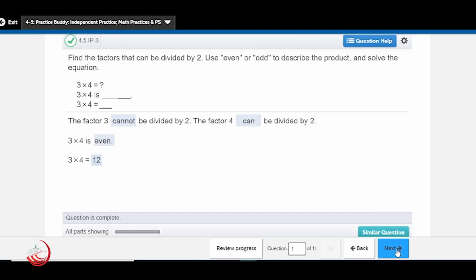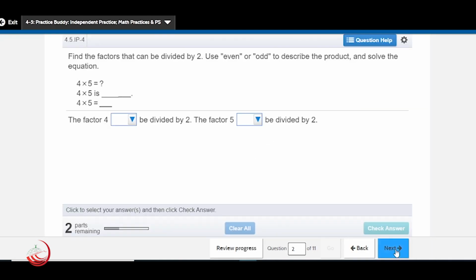All right, next. Let's see another one. 4 times 5 equals what? We don't know. 4 times 5, is it even or odd? We will see. The factor 4, this is how we think. This is the method of working, or putting the brain to work. The factor 4 can or cannot be divided by 2? It can, sure. The factor 5 can or cannot be divided by 2? Cannot. Let's check our answer.